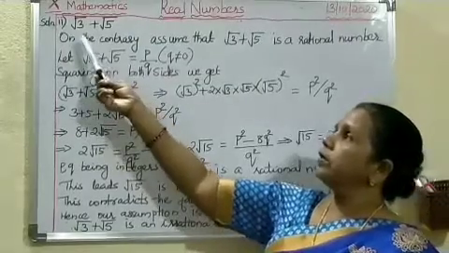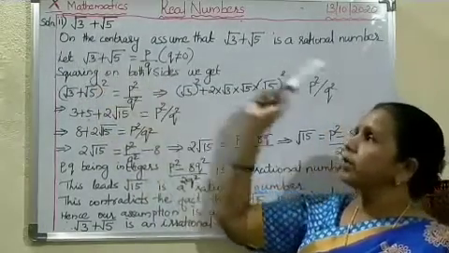And the next question: prove that root 3 plus root 5 is an irrational number.